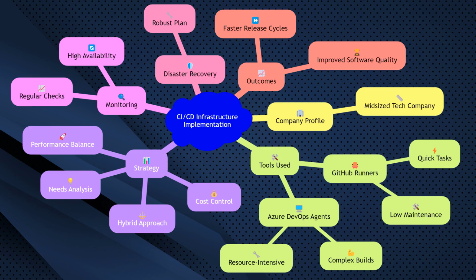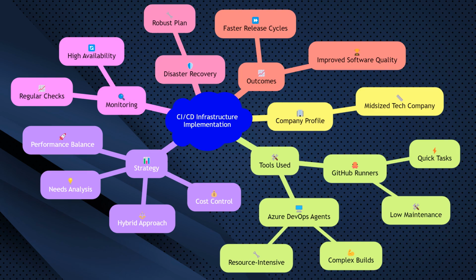Let's look at a case study of a successful implementation of a GitHub runner and Azure DevOps agent infrastructure. A mid-sized tech company needed to streamline its CI/CD processes. They opted for a hybrid approach, using both GitHub-hosted runners for quick, low-maintenance tasks and self-hosted Azure DevOps agents for more complex, resource-intensive builds. By carefully analyzing their needs, they balanced cost, control, and performance. Regular monitoring and a robust disaster recovery plan ensured high availability and reliability, leading to faster release cycles and improved software quality.